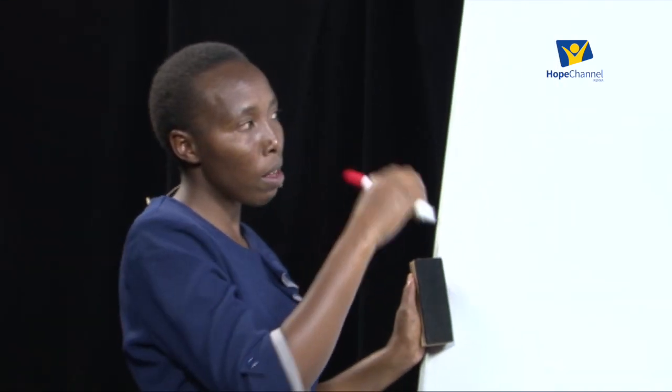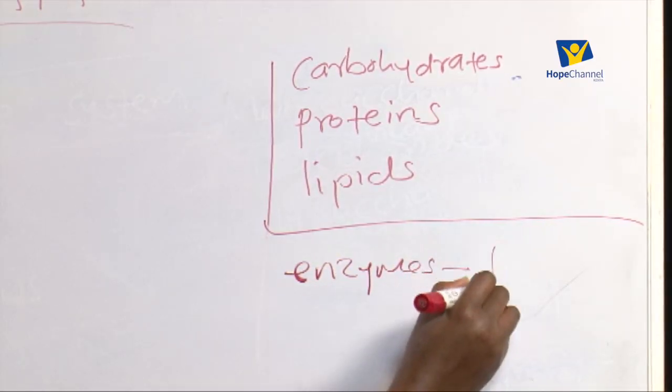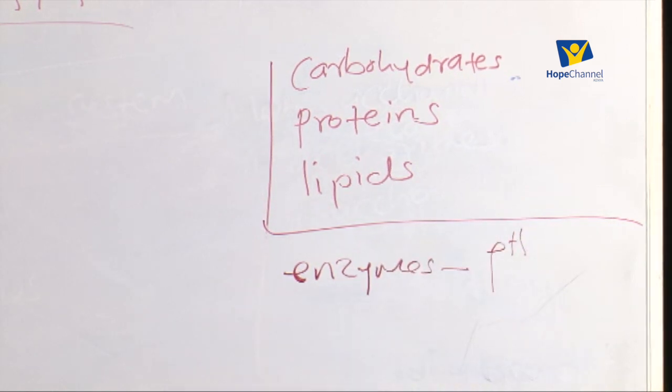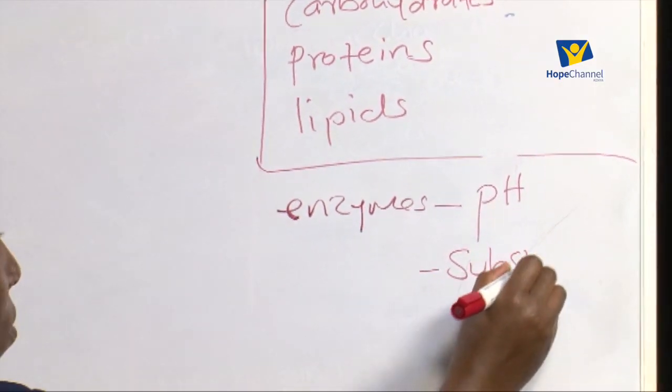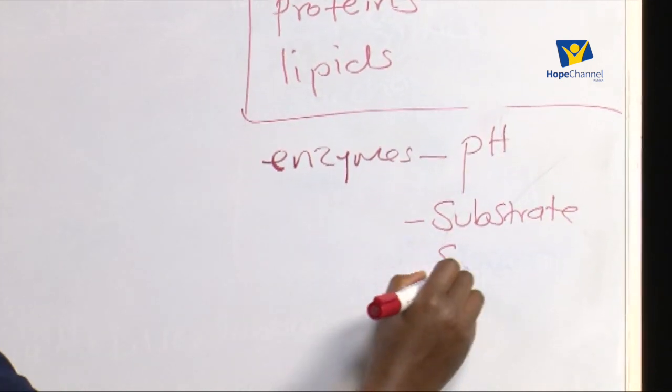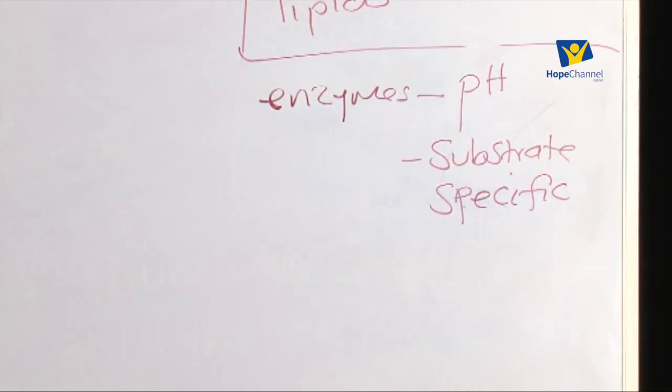And for that, I'm going to pick two properties of enzymes that we cannot miss in this process. Enzymes are sensitive to change in pH. So as we discuss the process of digestion, we must be sensitive to the pH of each enzyme. Enzymes are also sensitive to the substrate they are going to break down. So we say substrate specific. Enzymes are substrate specific. They only break down a given substrate.